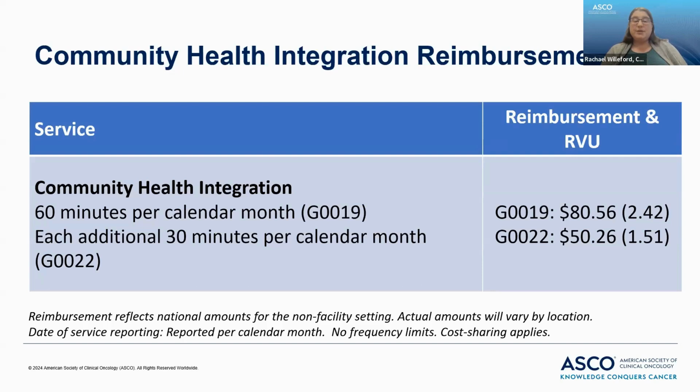The G0022, which is the add-on code for each additional 30 minutes, is reimbursed at $50.26. It has an assigned RVU of 1.51. These reimbursements reflect national amounts for the non-facility setting. Of course, your actual amounts will vary by location and municipality. And then cost sharing does apply to these codes.